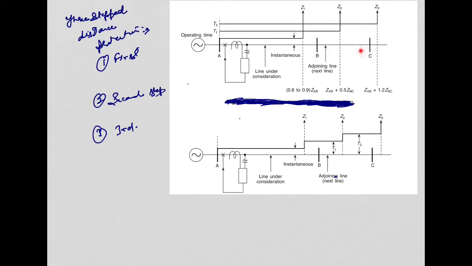Now the next line section is BC. So it will cover 50% of the next line section, as we have seen: 0.8 to 0.9 ZAB up to that, then ZAB plus 0.5 ZBC. So it will cover the 20 to 10% of the line which is left in the first section, and it is set to cover 50% of the next line section also. As is clear from this diagram, it will cover the adjoining line section.